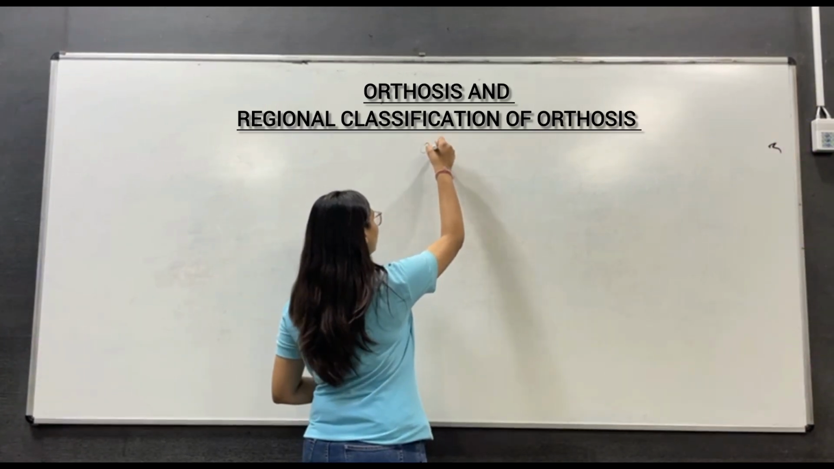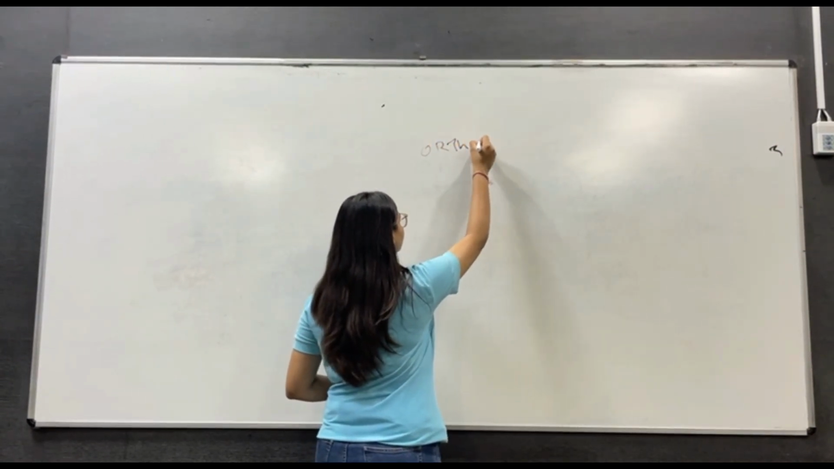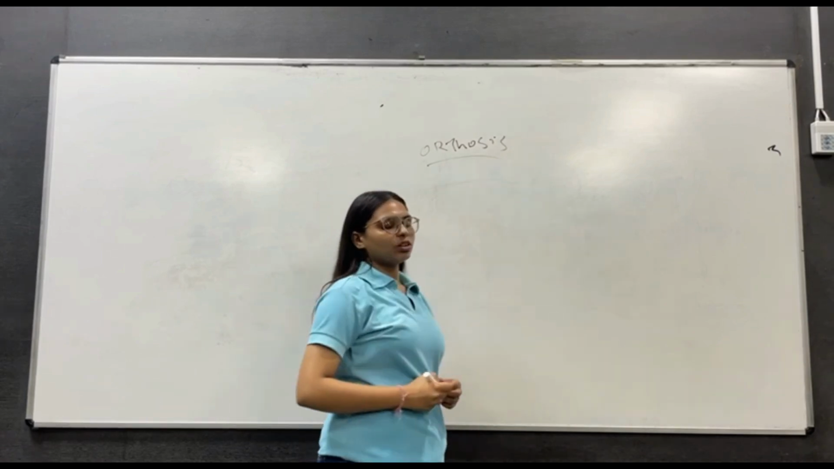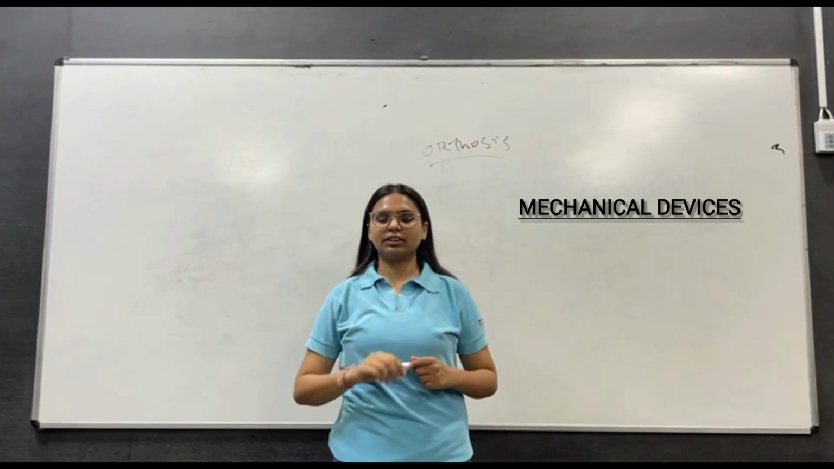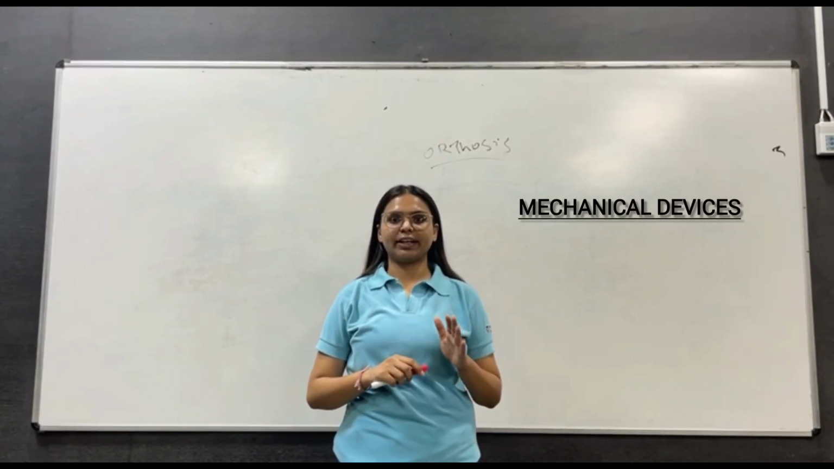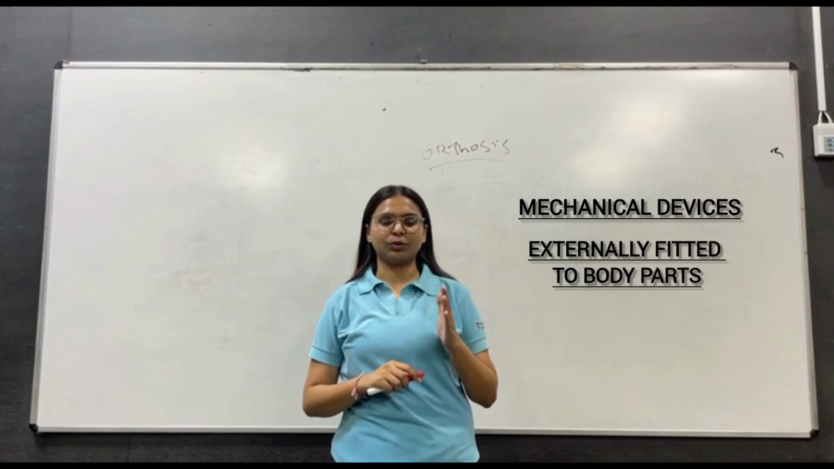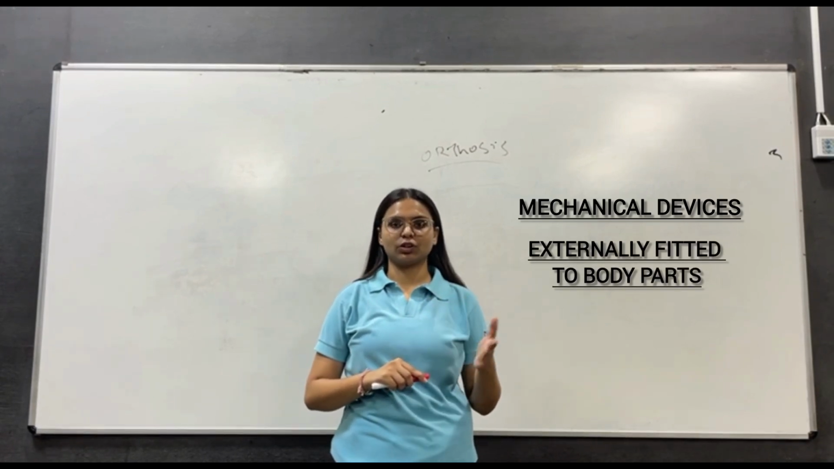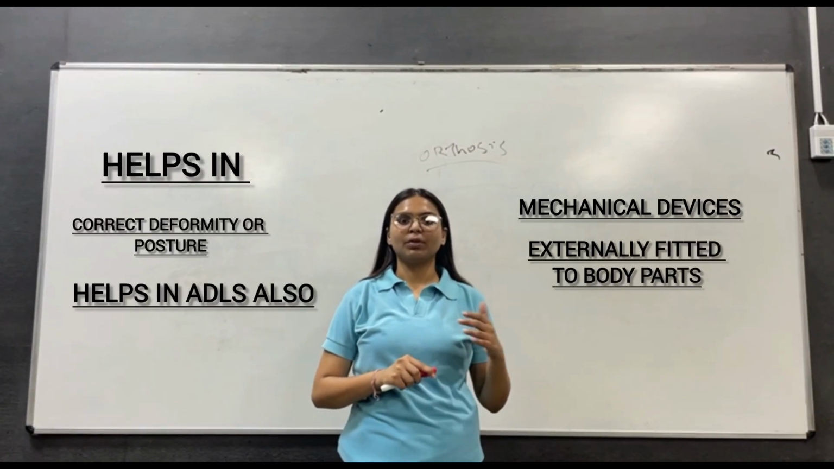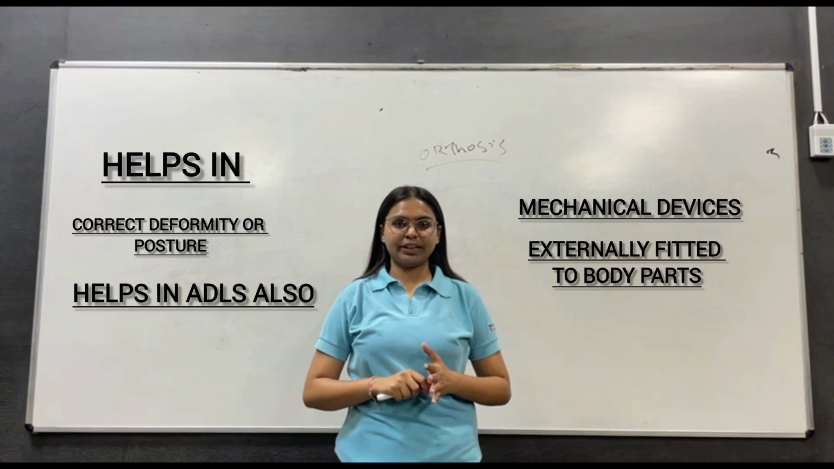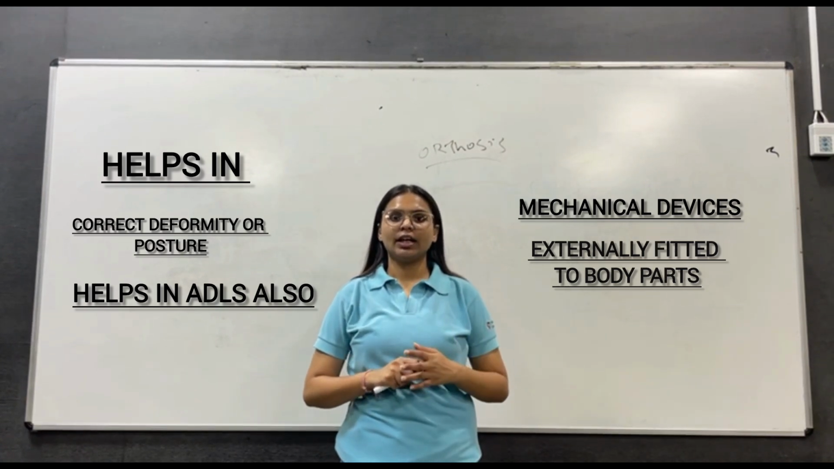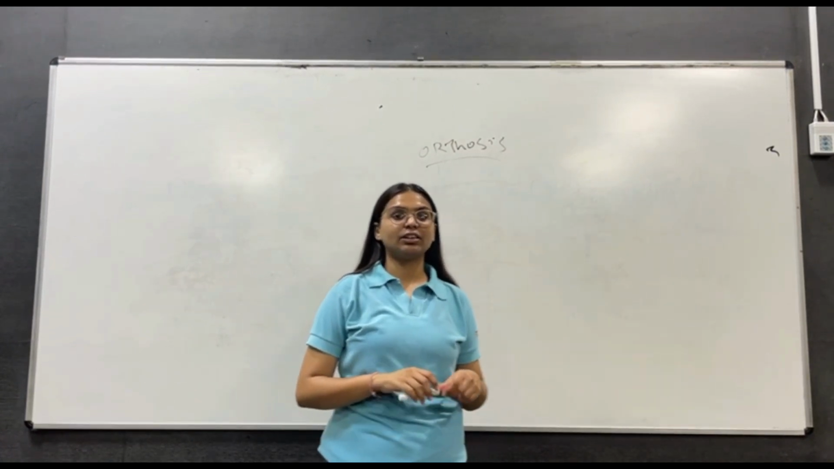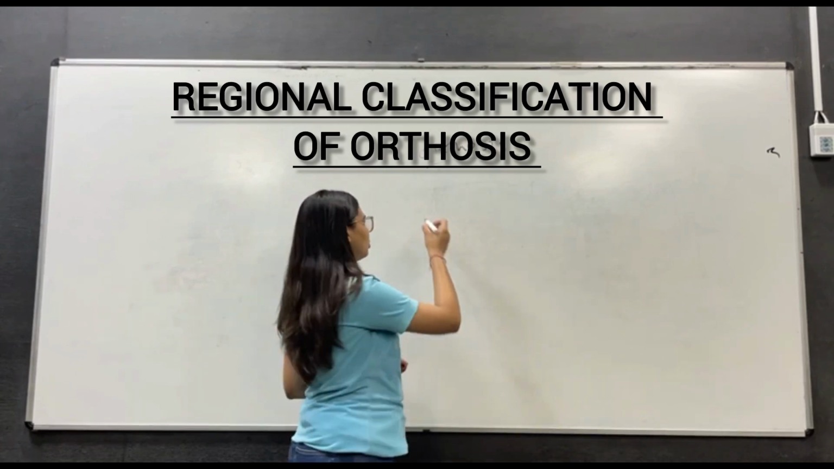So first of all, orthosis. What is orthosis? Orthoses are mechanical or assistive devices which are applied externally to the body parts, muscles or joints, which are helpful for the correction of deformity, for the function, etc. Now let's see the regional classification of orthosis.